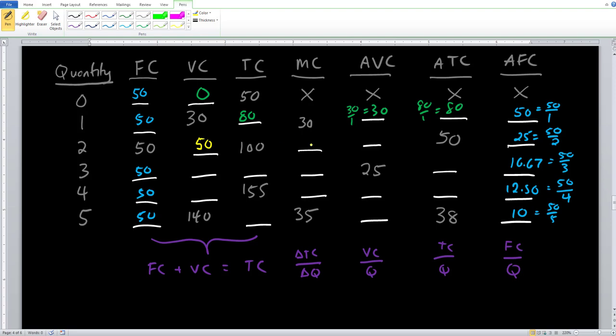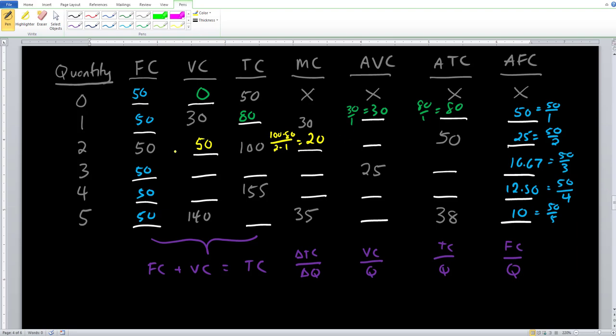Next is going to be the marginal cost. So how exactly do we solve that out? We take the change in total cost. So 100 minus 80 right here. And then what's going to be the change in our quantity? It goes from 2 to 1. So 2 minus 1. And that'll give us 20 for marginal cost in this instance. So once again, you can use this formula. You can also do the change in variable cost if we wanted to. So 50 minus 30 divided by 2 minus 1, we get the same exact answer. Remember, a lot of different formulas that we can use.